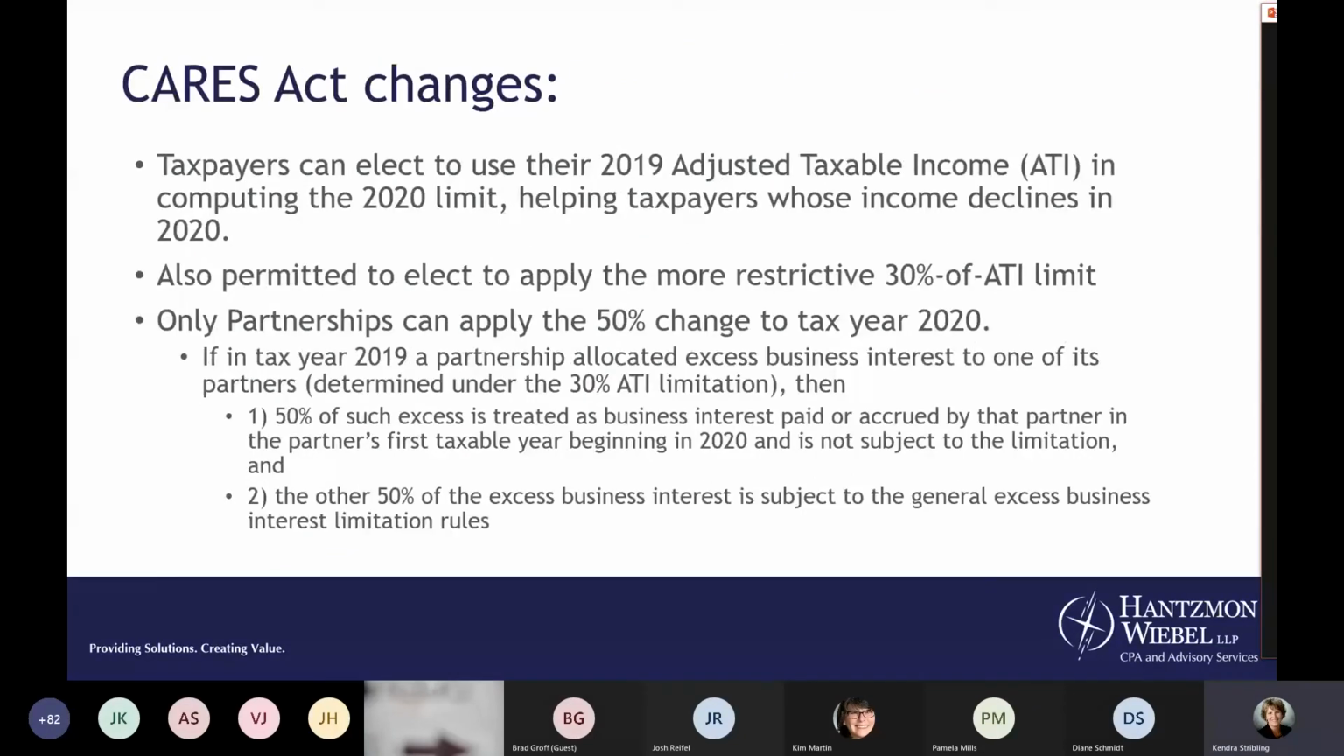Under the CARES Act changes, the 30% of taxpayers' adjusted taxable income was increased to 50% for 2019 and 2020. And taxpayers can elect to use their 2019 adjusted taxable income in computing the 2020 limit, which will help taxpayers whose income declined in 2020. Changes also permitted taxpayers to elect to apply the more restrictive 30% of ATI limit. Partnerships can only apply the 50% change to the 2020 tax year.